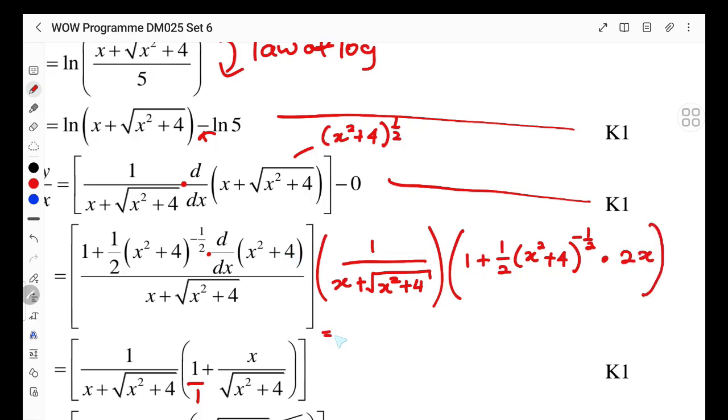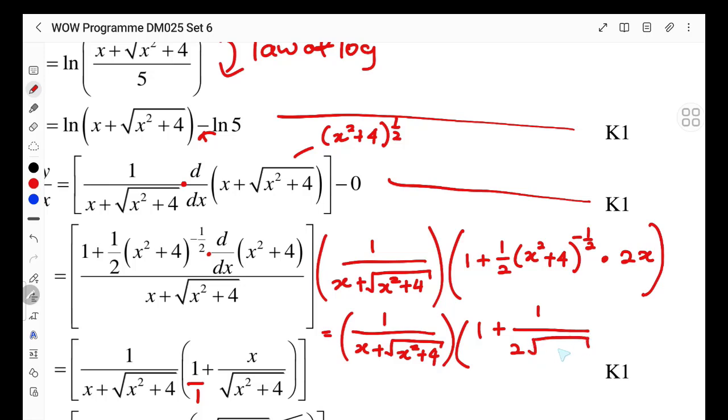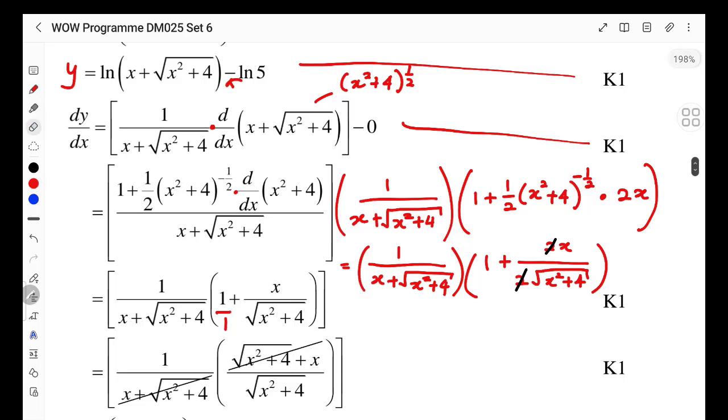Okay, and then you simplify. Here you will get, copy back the front fraction, 1 plus, since this is negative, 1 over 2 times square root x squared plus 4 times 2x, which means I can multiply 2x on the numerator. Okay, and then simplify the 2 here, you get this function.